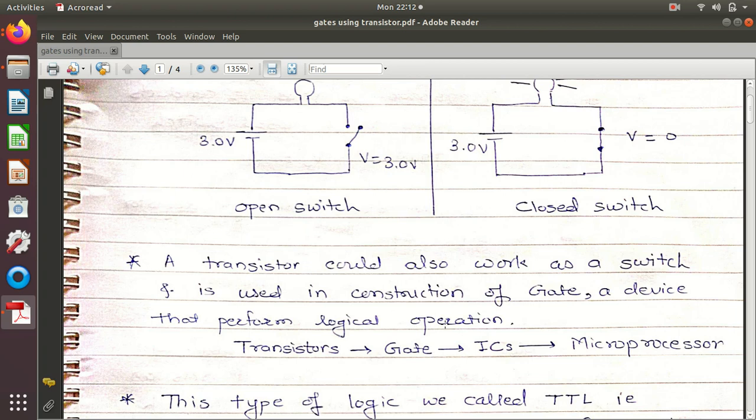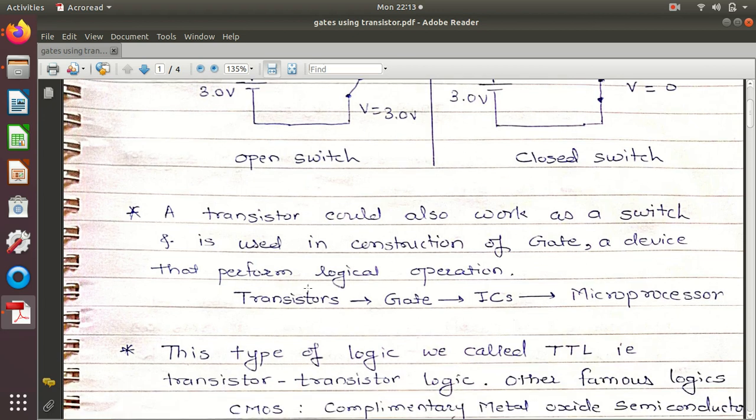Now where is this gate used? You may have heard the word microprocessor associated with computers, laptops, and the whole digital world. Now, a combination of transistors could form a gate. The combination of many gates forms ICs, that is integrated circuits, and these ICs are then used in the construction of the so-called microprocessor. And thus, you can see how important these gates are for the digital world.